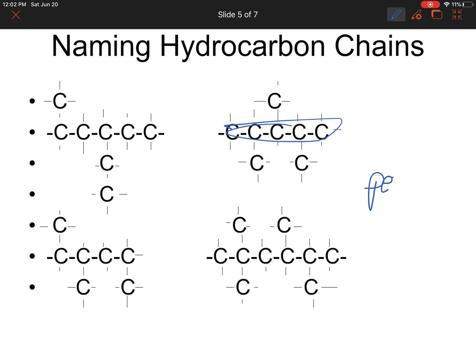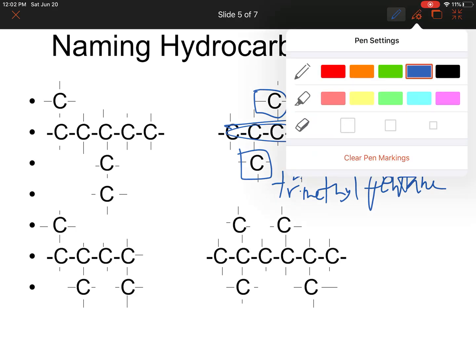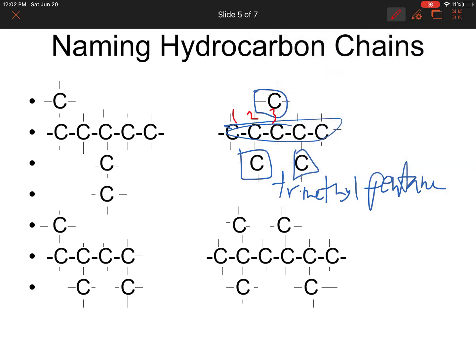5 across pentane. We have 1, 2, 3 methyls. That's trimethyl. We have 3 of them. Count them right now. Here we go. 1, 2, 3, 4, 5. So 2, 3, 4. Either way it goes 2, 3, 4 trimethylpentane.